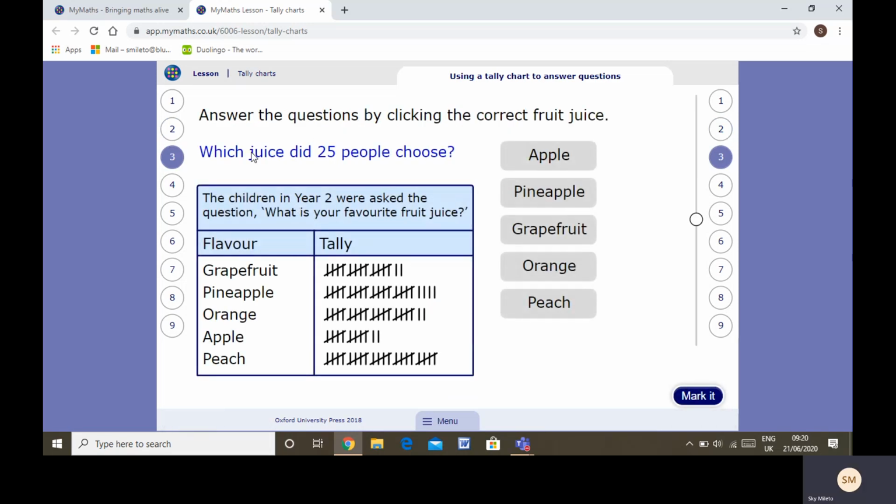Okay. Which juice did 25 people choose? So here we've got a different tally chart. The Year 2 children were asked, what is your favourite fruit juice? So some said grapefruit, pineapple, orange, apple, peach. And it's asking which juice did 25 people choose. So we need to count which juice has 5 gates, because 5 times 5 would be 25. We can see this one has 3 gates plus a little bit extra, 4 plus a little bit extra. None of them have 5 apart from peach. 1, 2, 3, 4, 5, or 5, 10, 15, 20, 25.